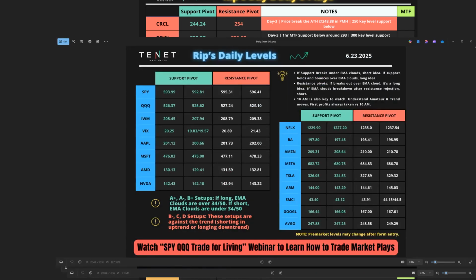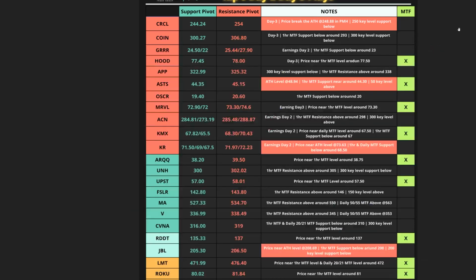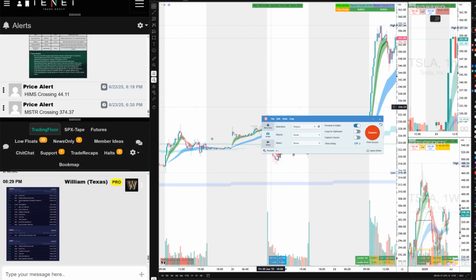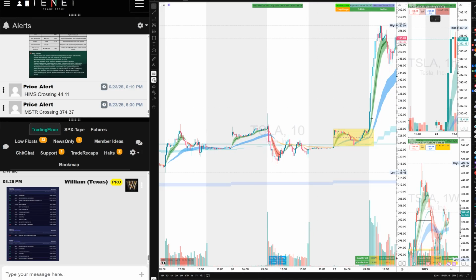We also provide the levels for the ETFs, the Mag 7, and the indices. We provide these levels in the pre-market, so traders can use these levels to find an actionable setup in the community. In the community, we have thousands of traders, one of the biggest trading floors, where traders are sharing ideas all day long, helping each other find opportunities in the market, keeping our losers small and our winners big.